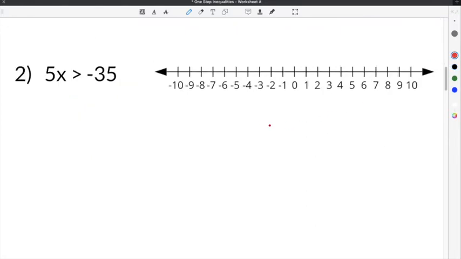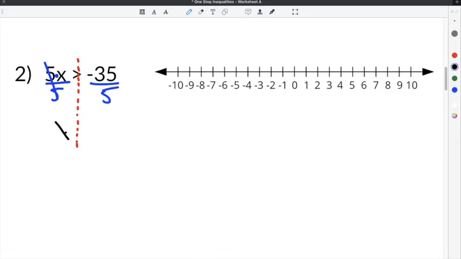Number 2 on our one-step inequalities worksheet gives us 5x is greater than negative 35. So again, we have to get x by itself. So we're going to start with drawing our line. 5x is greater than negative 35. So this is like saying 5 times x. So the opposite of 5 times something is to divide by 5. So we divide this side by 5 because we want the 5's to cancel. Whatever you do to one side of the inequality, you also have to do to the other, so we also divide this side by 5.